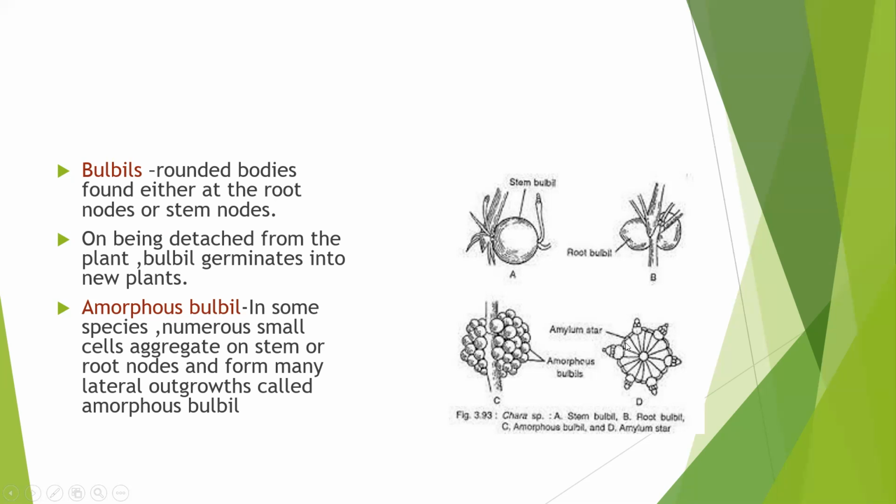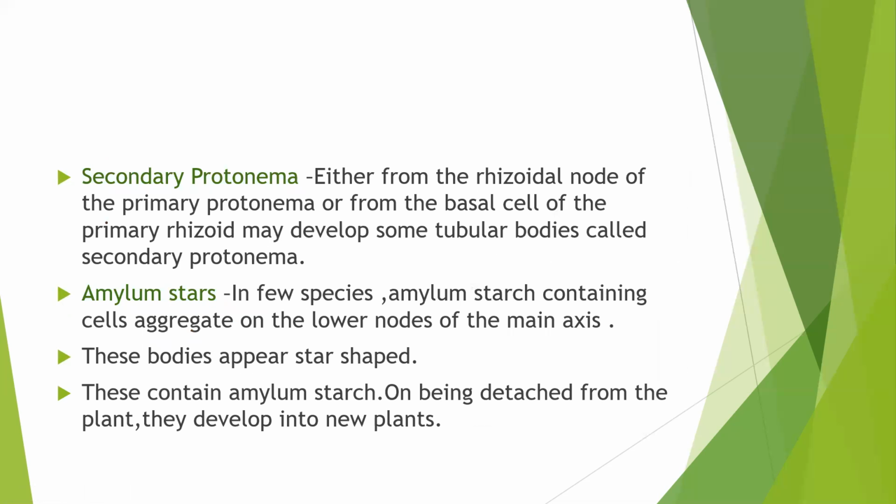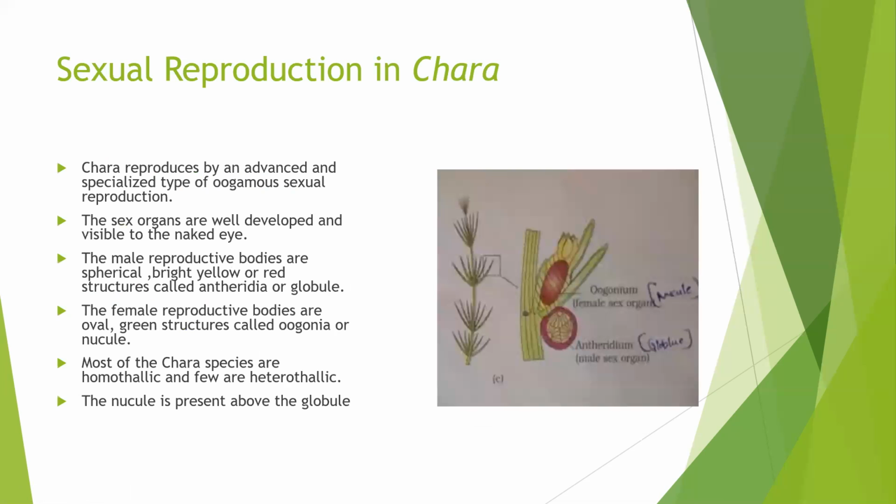And when they get detached from this plant body, amylum stars, they give rise to a new plant. These are the four methods of vegetative reproduction. What are the four methods? Bulbils, then amorphous bulbils, secondary protonema, and amylum stars.